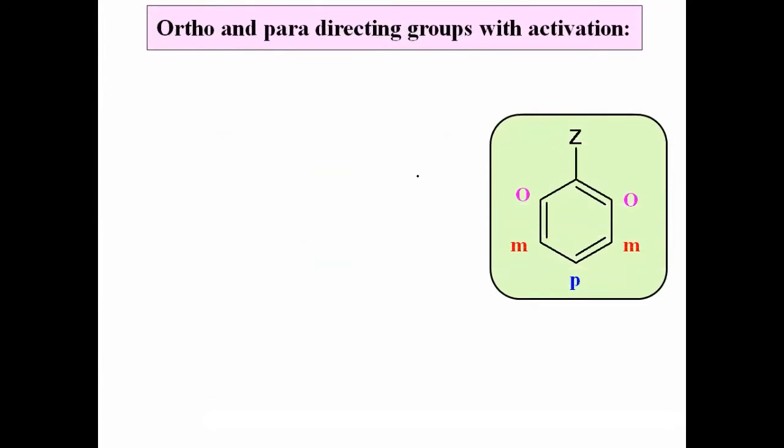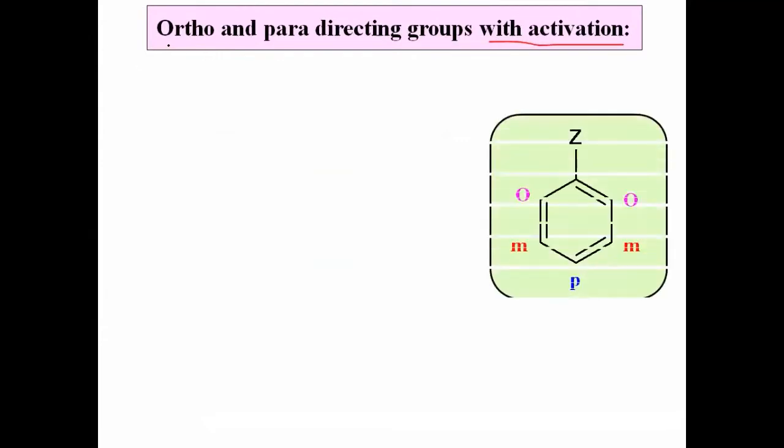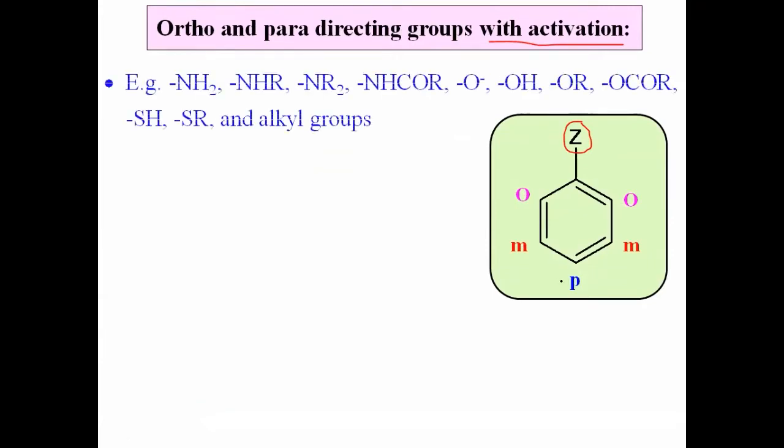One is the ortho and para directing group with activation. We will see one by one. There are three categories. The first category is the ortho and para directing groups with activation. Now let us see some examples. Suppose this is our aromatic ring. It is already substituted by Z, and there are positions ortho, meta, and this is the para position.